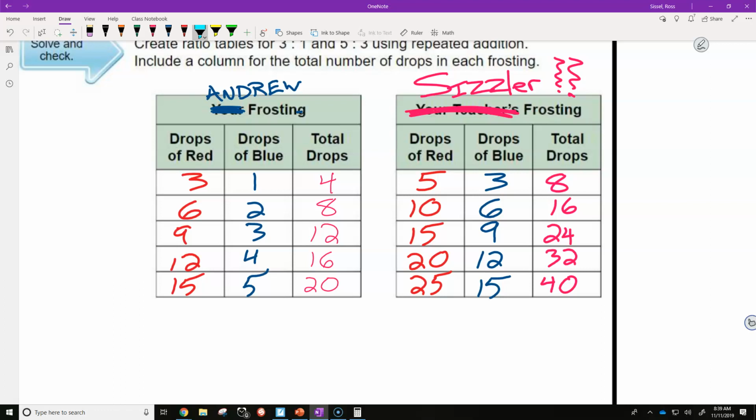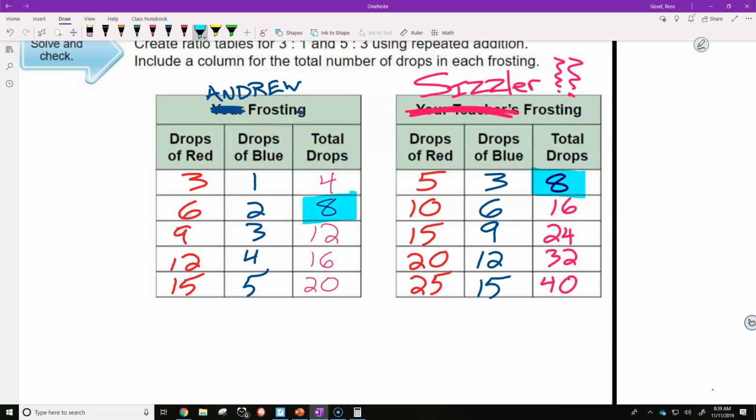Joseph? You look at the number of total drops. Okay, what about him? Well, 4 and 8 will share the common factors too. I don't have to times because there's 8 right here. You can compare those 2 together. Alright. How can I compare 8 drops of Andrew's to 8 drops of Sizzler's? You could look at the number of red drops.